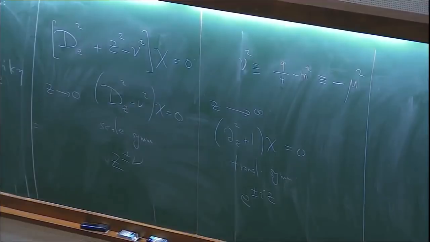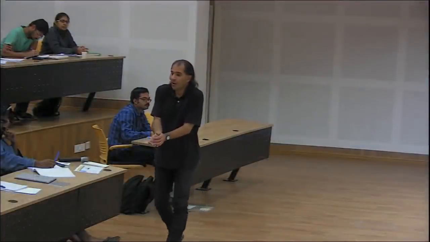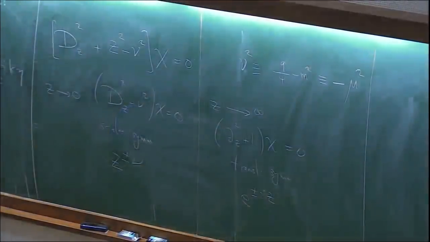The whole problem has neither scale symmetry nor translational symmetry, but as z goes to 0, it has a scale symmetry, and therefore there are solutions that behave nicely under that approximate scale symmetry near the origin. As z goes to infinity, it has translational symmetry, and it has solutions that are nice under that translational symmetry that are the plane waves.